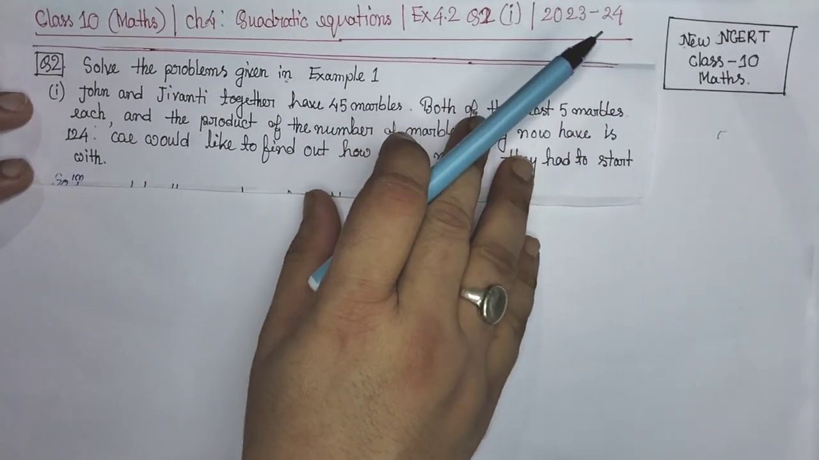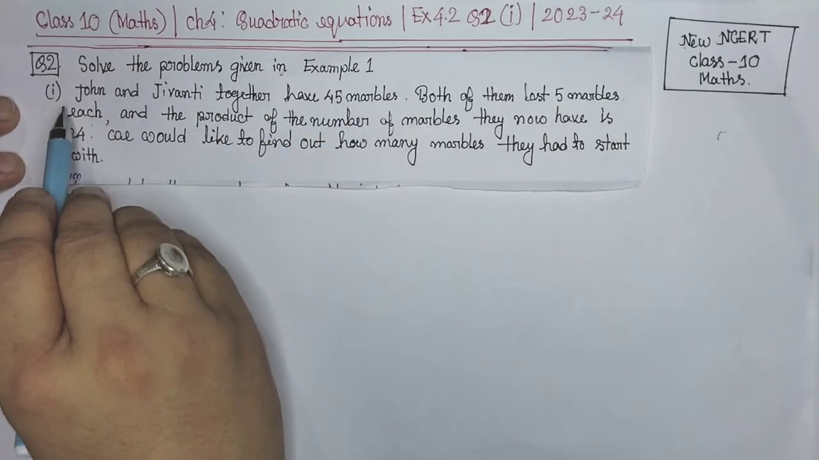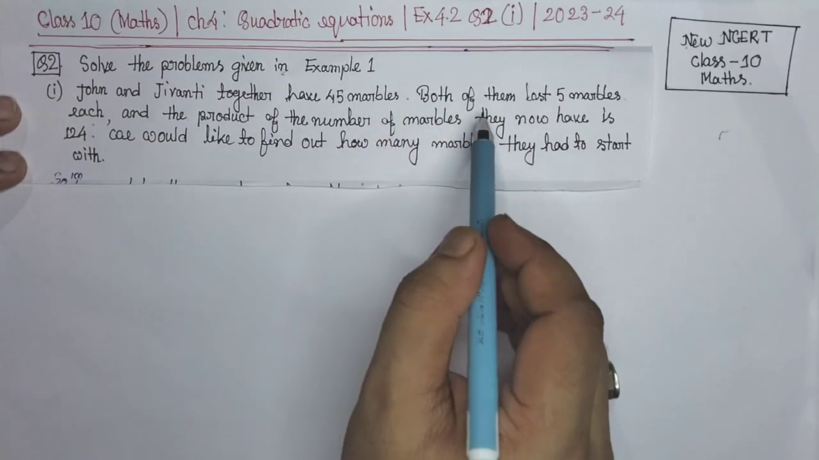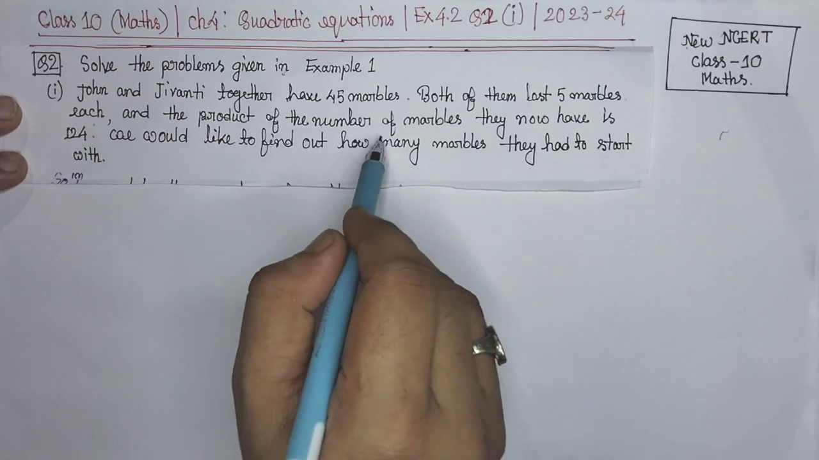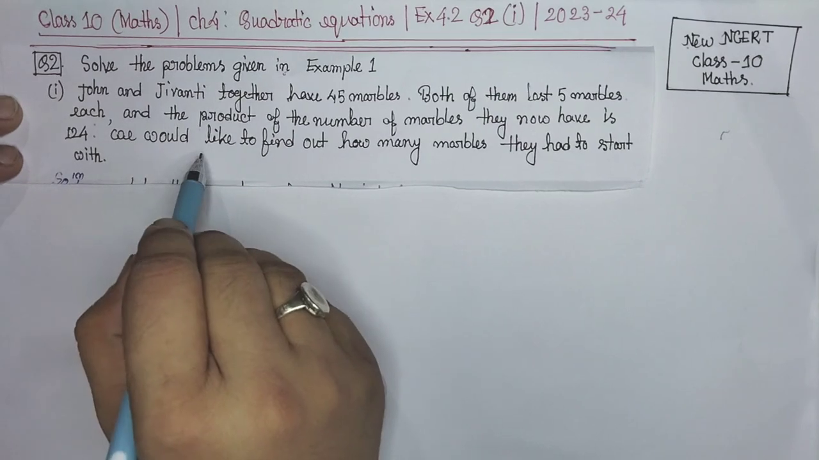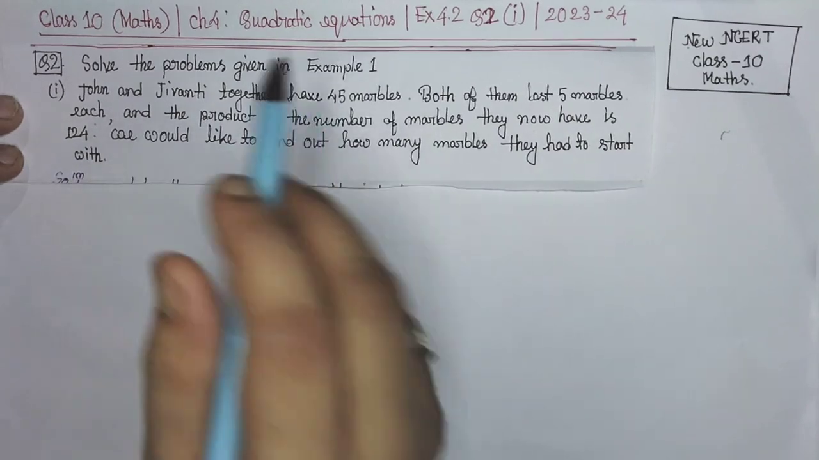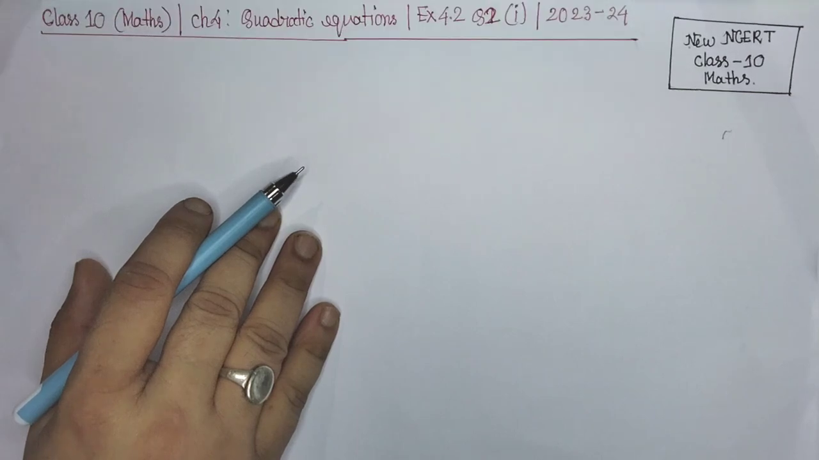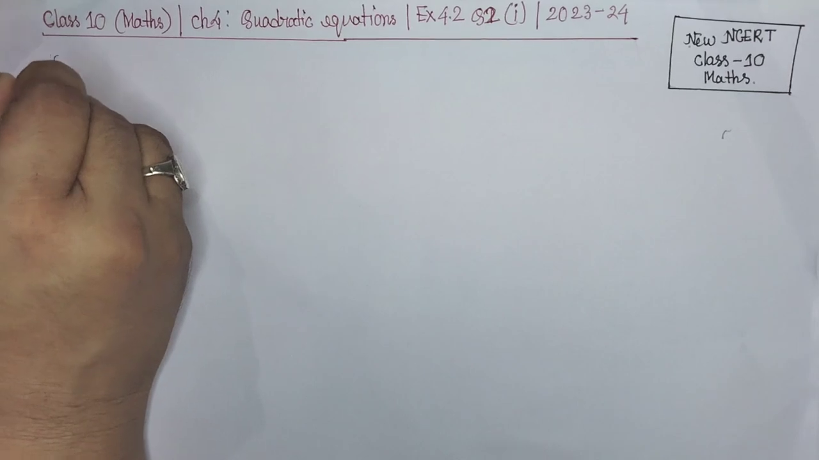Today I will discuss Class 10 Maths, Chapter 4, Quadratic Equations, Exercise 4.2, Question number 2, first part. Solve the problem given in Example 1: John and Jivanti together have 45 marbles, both of them lost 5 marbles each, and the product of the numbers of marbles they now have is 124. We would like to find out how many marbles they had to start with. So here, together they have 45 marbles. Solution.